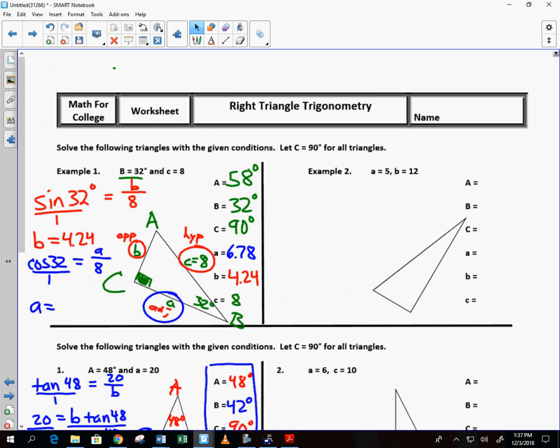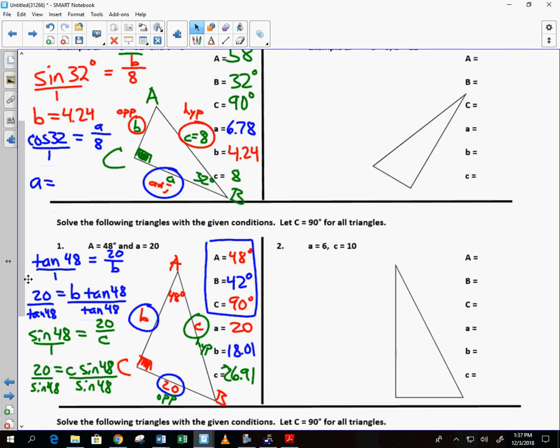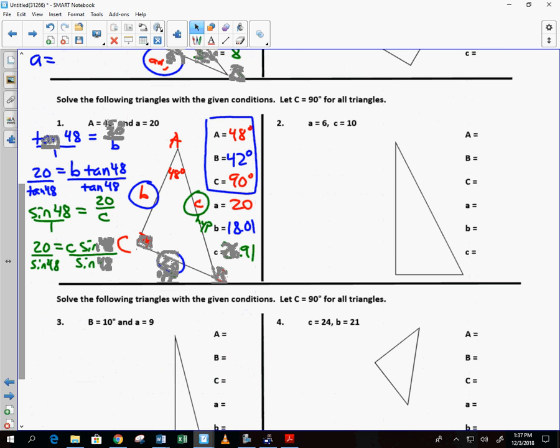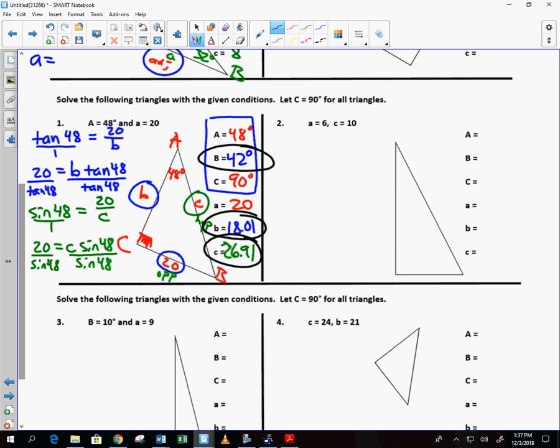But I want to show you one way to check to see if your answer is reasonable. Which is the biggest angle, A, B, or C? C. Notice how that's the biggest side. What's the smallest angle? B. Notice how B is the smallest side. Notice how A is the angle that's in the middle, between 42 and 90. 20 is between 18 and 26. The sides should match up in order with the angles. Okay, those should match up.